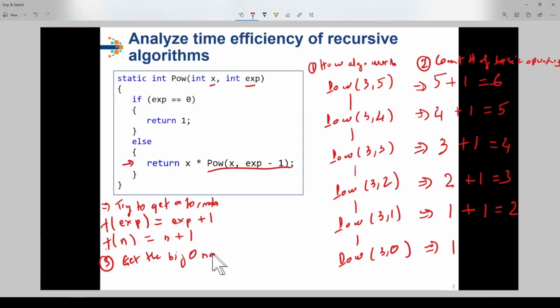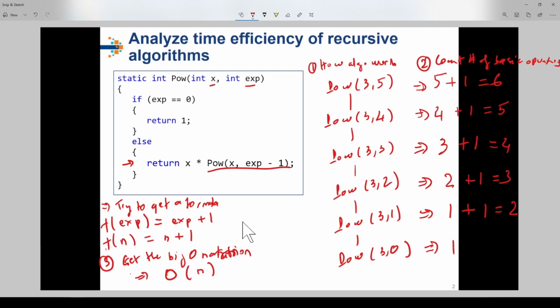So here we look at T(n) and we look at which term will be significant when n becomes very large, and we know that the 1 doesn't matter, only n. So we say that the big O of this algorithm is big O of n.